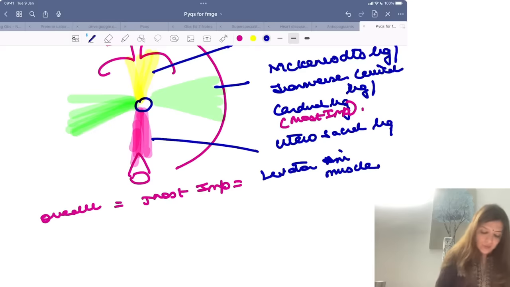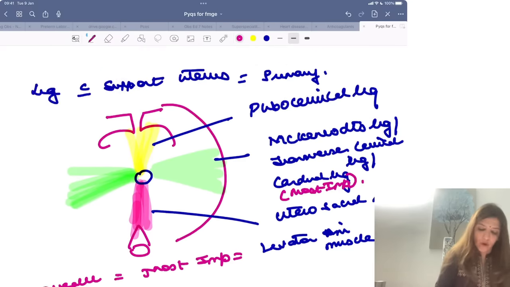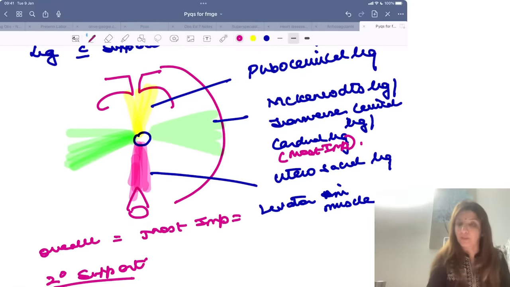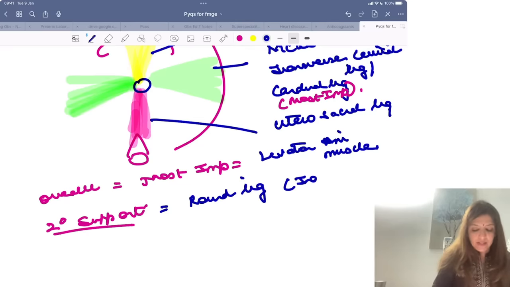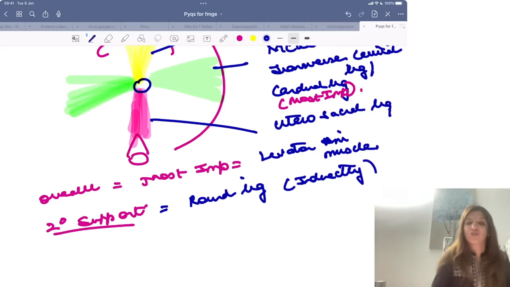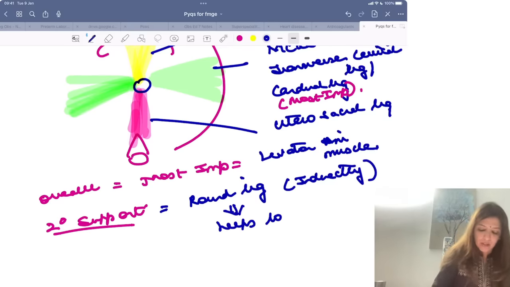Now, there is a secondary support of the uterus; these were the primary supports along with levator ani. Secondary support is a ligament which is called the round ligament. Round ligament indirectly supports the uterus because it helps to keep the uterus in an antiverted position.